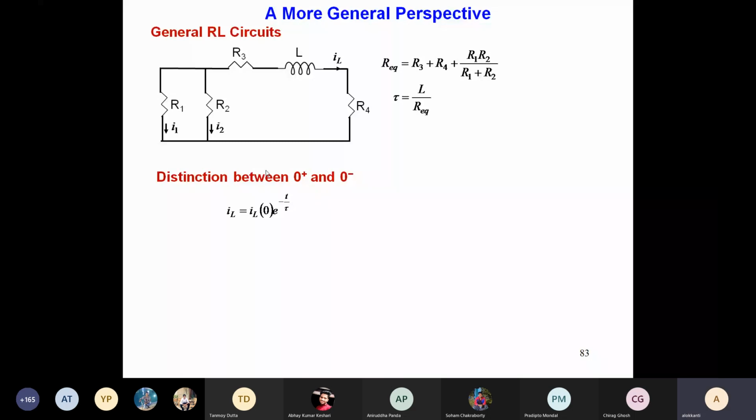So your IL equals IL naught e to the power minus t by tau. Suppose you are asked to find I2 at t greater than 0. I2 is basically the current division, but with a negative sign, because IL and I2 are in opposite directions. So to get I2, you have to do R1 by R1 plus R2, then IL naught e to the power minus t by tau, but with a negative sign. Is it clear?